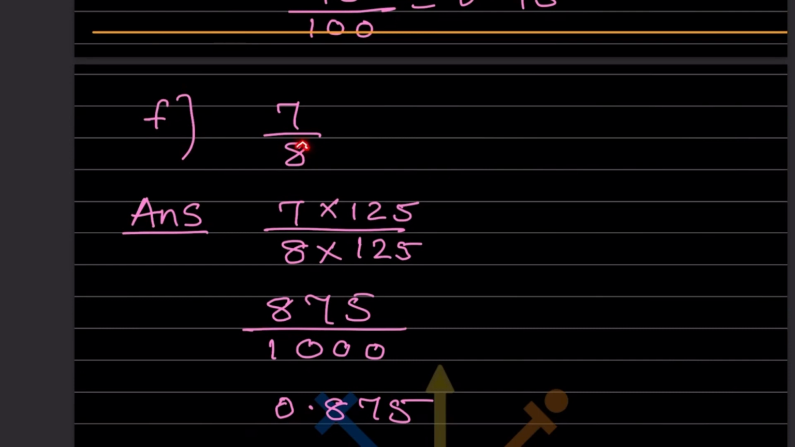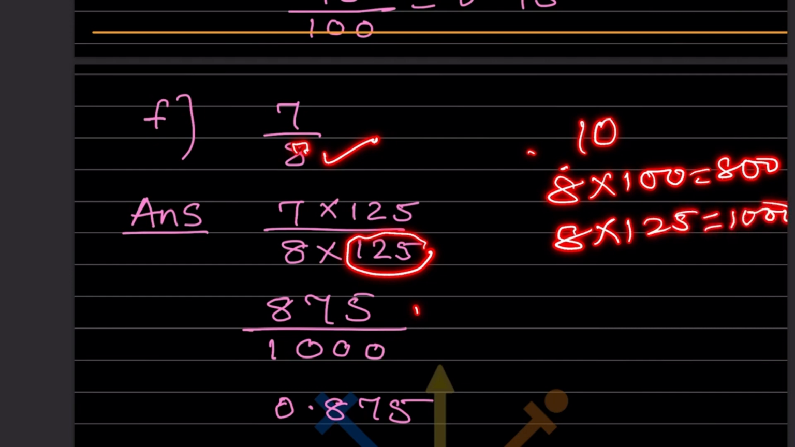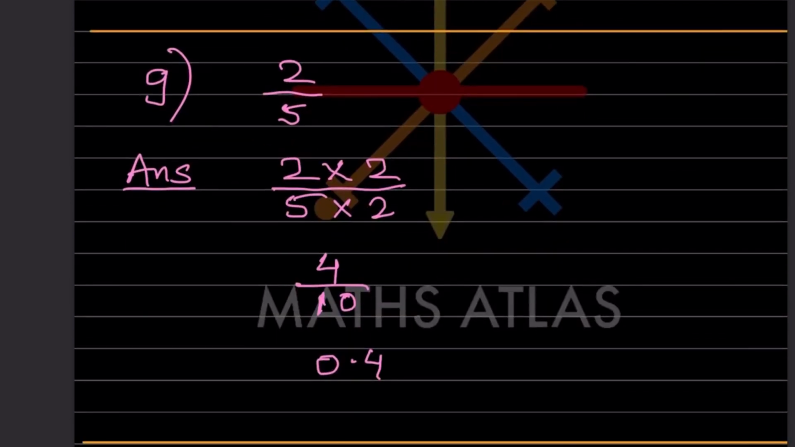Now look at here, this looks like a different number. But this is actually, when you multiply by 125, you get 1000 because 10 is not possible here. If you multiply this 8 by 10, it is going to be 80. If you multiply this by 100, it is going to be 800. But when you multiply this by 125, that is going to be 1000. So you have to multiply this by 125. So this also should be multiplied by 125. So this is 875 by 1000. So that is 0.875.